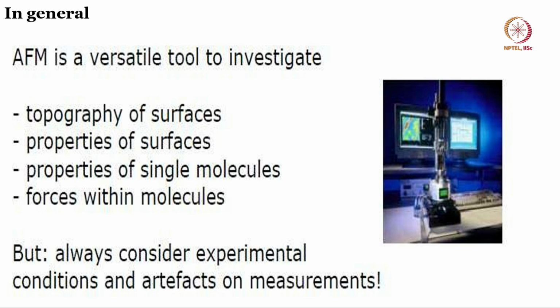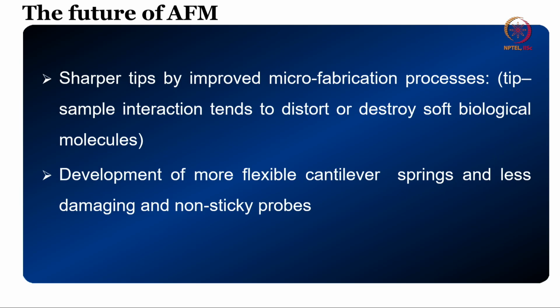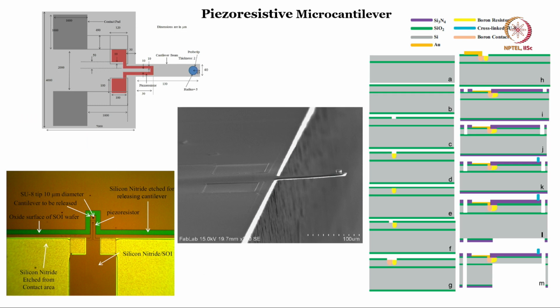The AFM is a versatile tool in general that can be used to understand the topography, properties of surfaces, properties of single molecules, forces within molecules, but you always have to understand that when it comes to experimental conditions and artifacts, there will be a lot of artifacts that we need to take care of. The future of AFM, which is now actually, because this slide is a little bit older, lies in fabrication, and the sharper tips we can fabricate using microfabrication processes. Second, development of more flexible cantilever springs and less damaging and non-sticky probes is something that if we start using it, we can further enhance the image quality of the cantilever.